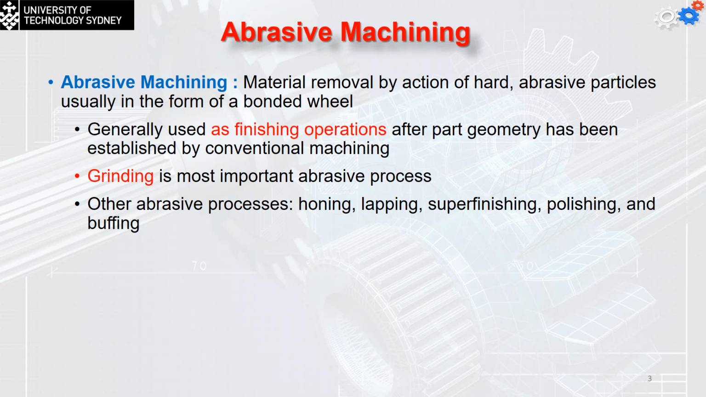So abrasive machining is material removal by the action of hard abrasive particles, usually in the form of a bonded wheel. That's the usual thing. But have you ever heard about something called sandpaper? It's an abrasive process. Now once again, because we are going to have hard abrasive particles, well, it's going to be on a paper. I'm going to use this as an introduction for the grinding process, the abrasive process. You remember that we have multiple types of sandpaper. We have the coarse one and we have the fine one.